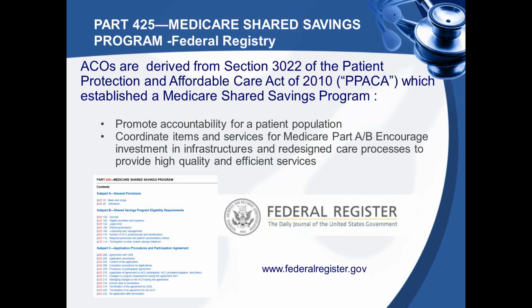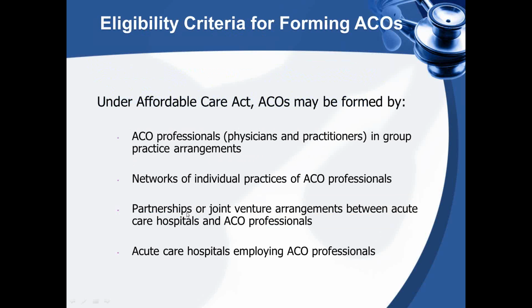Let's start with, again, what created the Medicare Shared Savings Program, and that was part of the Affordable Care Act in 2010. It was created to promote accountability for a patient population and coordinate services and items for Medicare Part A and B, and as well to encourage investment in infrastructure and redesign care processes, with the ultimate goal of higher quality and more efficient services. Just about everything I've referenced tonight can be found at federalregister.gov. You'll see this Part 425, which outlines the Medicare Shared Savings. So if you need any references, you can go to that website and find all of this information for the most part.